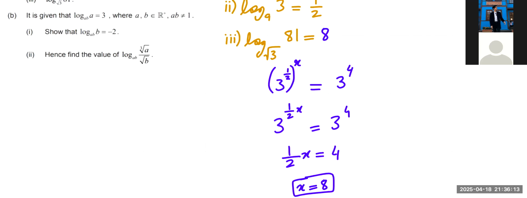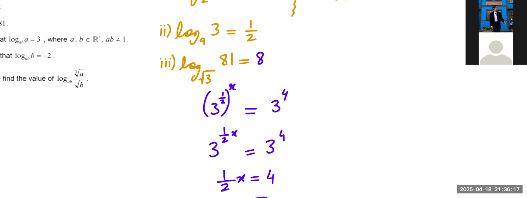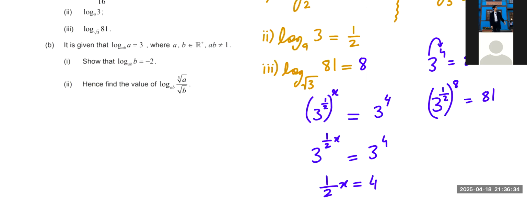It's also easy to think about it logically. If you know that 3 to the power of 4 is 81, root 3 is essentially half a 3, right? So if you need to raise 3 to 4 powers to get 81, half a 3 must be raised to 8 powers to get 81, isn't it? Because it's half a 3. Okay, so that's basically the answer here.